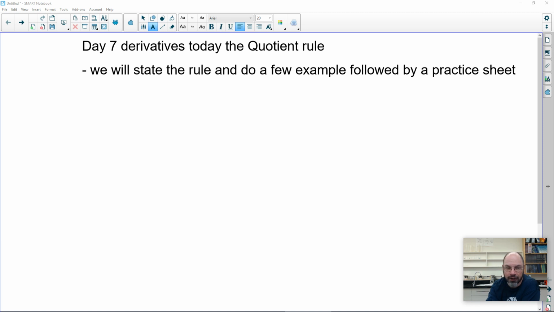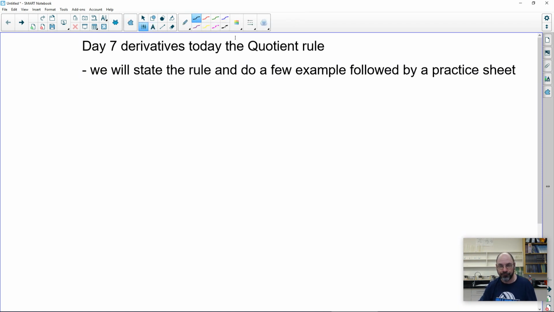Okay, guys, so day 7 of derivatives unit, the quotient rule. And what we're going to do today is we're basically going to state the quotient rule and do 3 or 4 examples and then do a practice sheet that's about 4 or 5 practice type questions for you to work on.